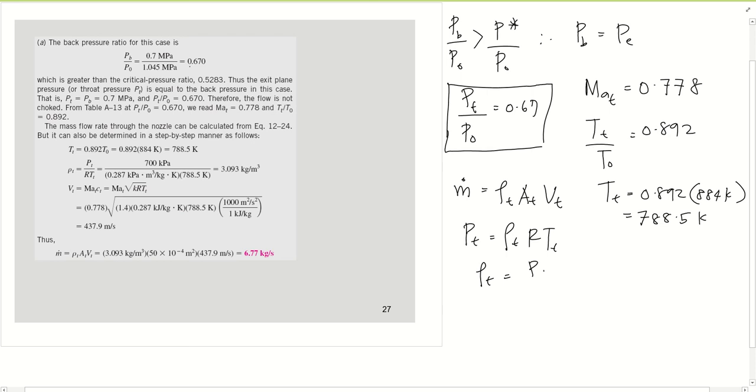So rho throat equal to PT divided by R T. PT is 0.67 multiplied with P0, which is already given as 0.7 megapascal. R is 0.287 kilojoule per kilogram Kelvin, and then T throat is 788.5. So we get rho T based on this.